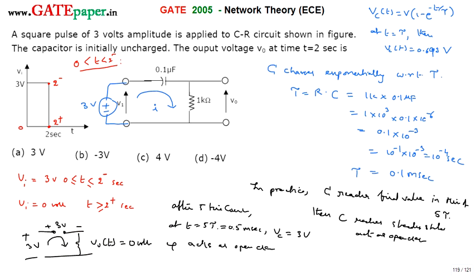Okay. Now what happens at t is equal to 2 seconds? By the time t reaches 0.5 milliseconds, the capacitor voltage is 3 volts. Now what is the output voltage at t is equal to 2 seconds? That you are going to check. Okay.